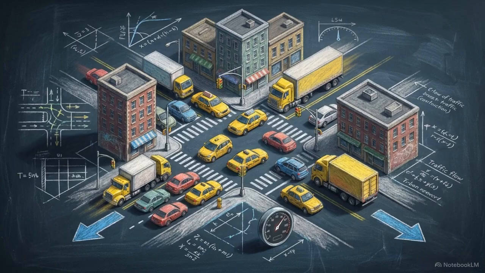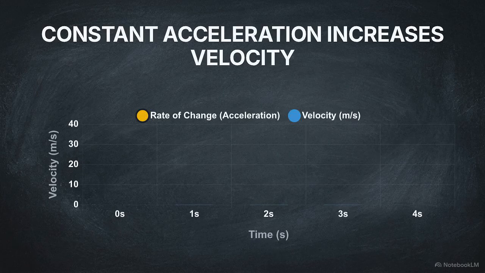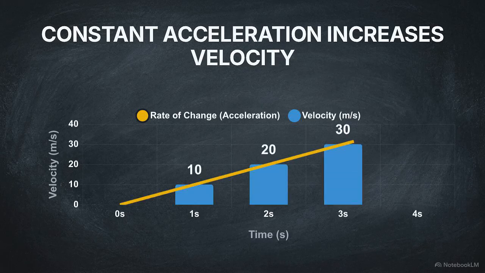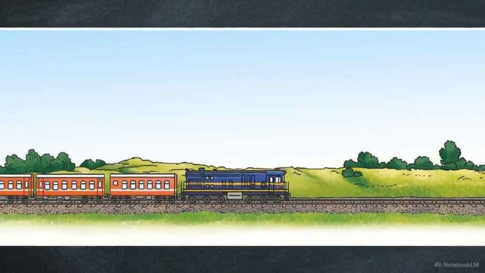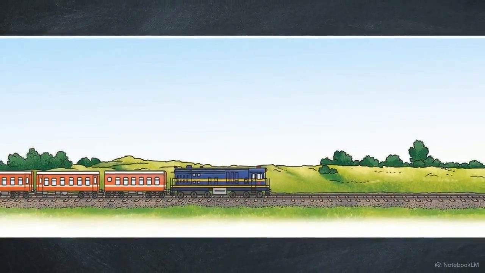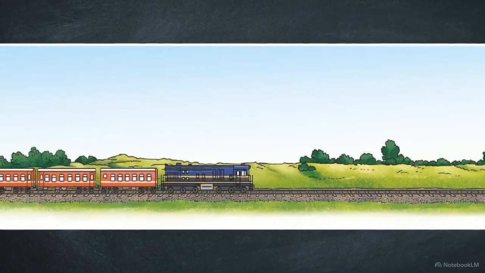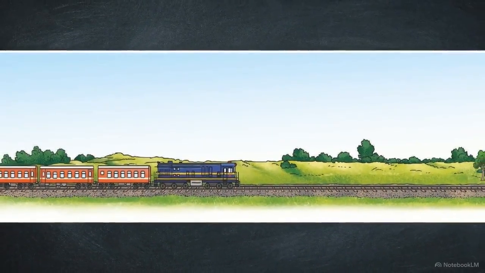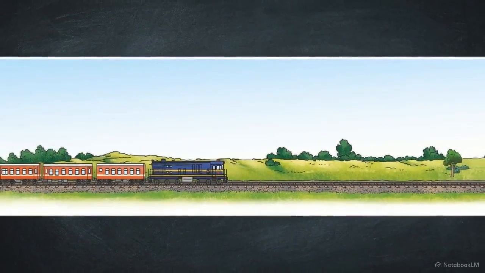In the real world, motion is rarely a smooth, unchanging cruise. Objects speed up and slow down. The rate at which that velocity changes over a time interval is called acceleration. Think of a massive diesel train starting from a stop. It takes immense force and several minutes to build up its velocity, showcasing positive acceleration in action.